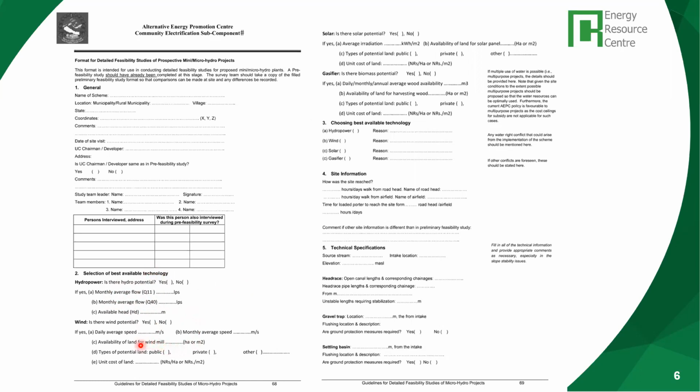And then you have to compare with other technology, like is there a wind potential there? Is there a solar potential? Is there a biomass potential over there? And why you are choosing the technology, why you are choosing a mini hydro or a micro hydro project has to be explained here. And the smaller text here gives you some more information on preparing the feasibility study report format.